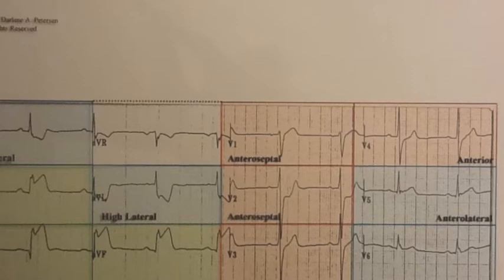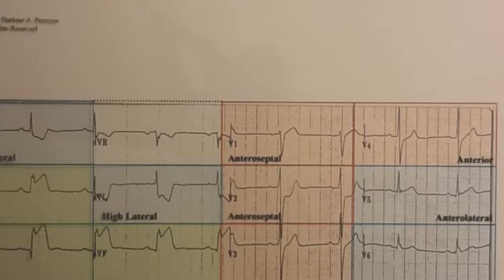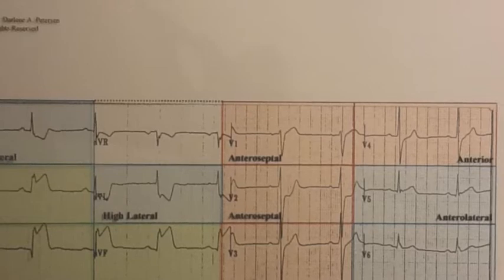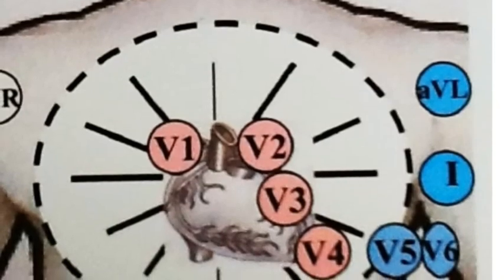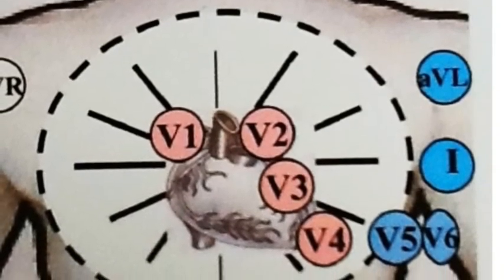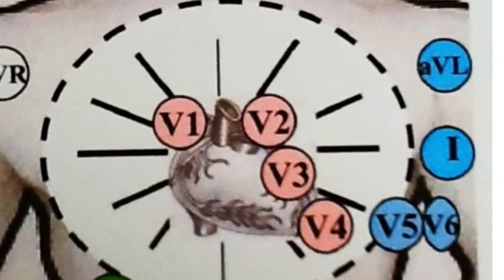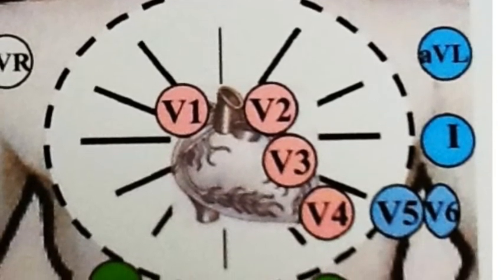Now, remember, a posterior MI often goes with an inferior wall MI. So this particular EKG in this particular patient would benefit from getting that additional information on the V7, V8, and V9 leads. Here is a very handy graphic to help better picture the reciprocal leads when you look at an EKG.